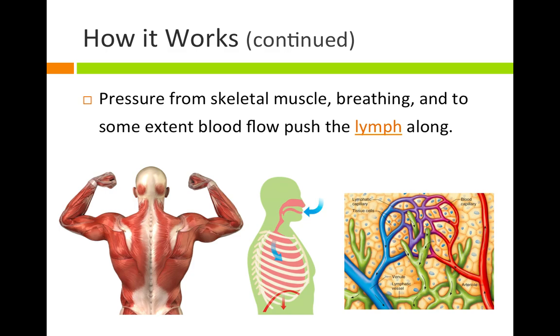So, how it works is instead of having a heart, a pump to keep this lymph circulating, the lymphatic system uses pressure from skeletal muscles. It uses the pressure changes as we breathe, and to some extent, the blood flow. So, as our muscles move, as we breathe in and out, or as our blood flows through the blood vessels that are really close to the lymphatic vessels, the lymph continues to be pushed along. And that's part of why those valves are so important, so that it can only be pushed in one direction.